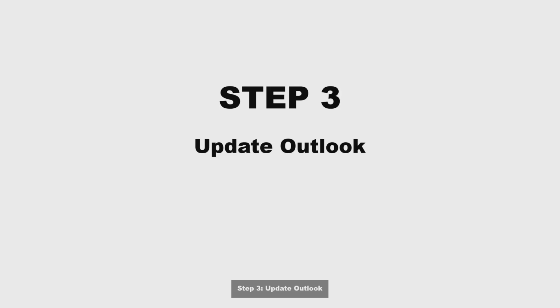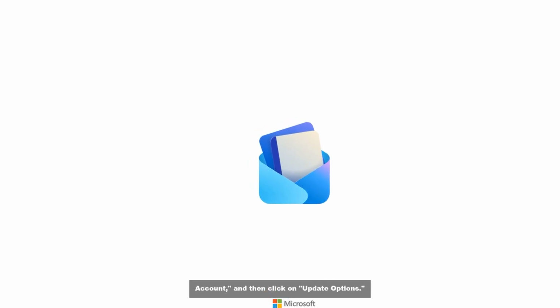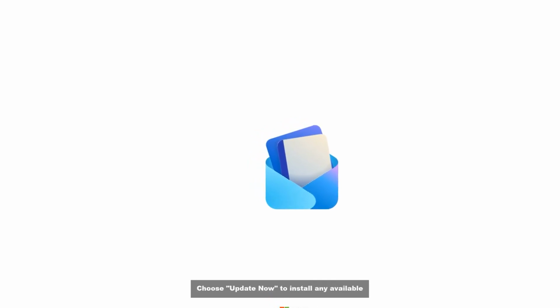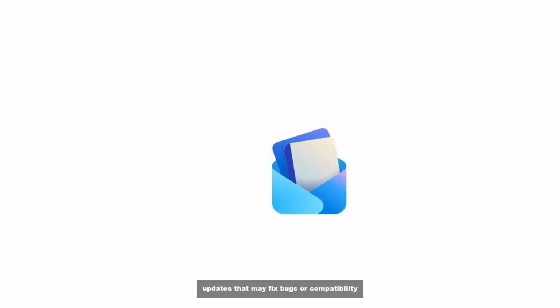Step 3. Update Outlook. Ensure that your Outlook application is up to date. Go to the File menu, select Office Account, and then click on Update Options. Choose Update Now to install any available updates that may fix bugs or compatibility issues.